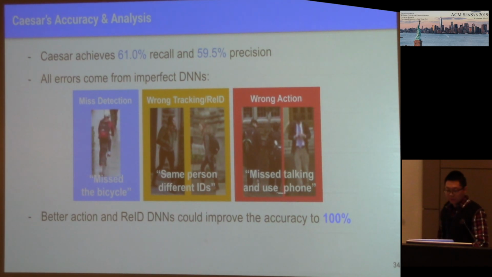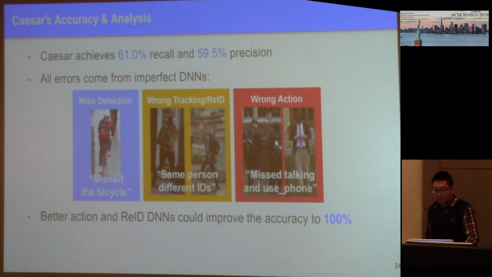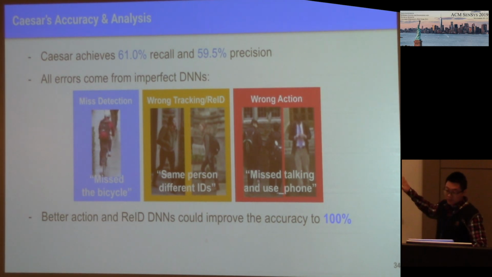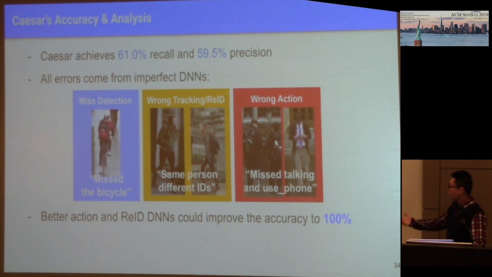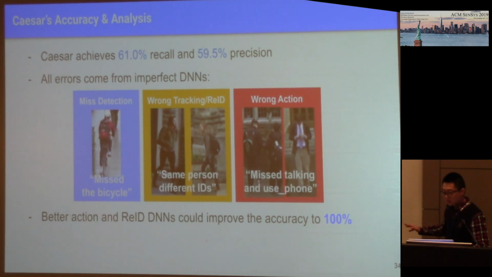Overall, Caesar could achieve 61% recall and 59% of precision. And we find that all these errors are due to these 3 causes from DNN. The first part is object detection. It can't detect anything. The second one is tracking. The re-identification across camera is wrong. The same person no longer belongs to the same person. The third one is the failed action detection. And if we replace the DNN's output to be the ground truth, we can see the Caesar could achieve accuracy to be 100%. That means those action graph algorithm is perfect.